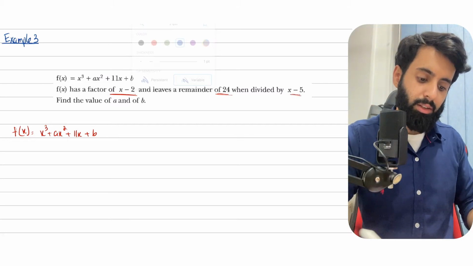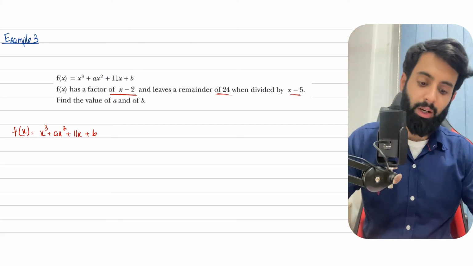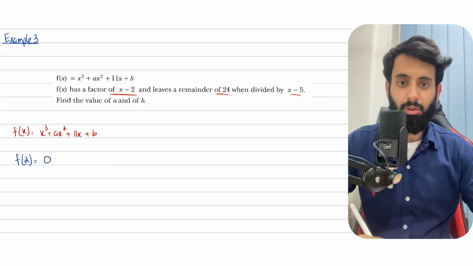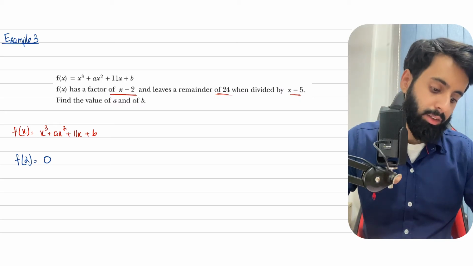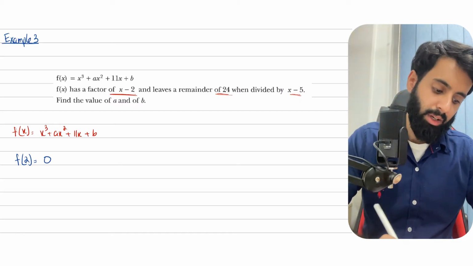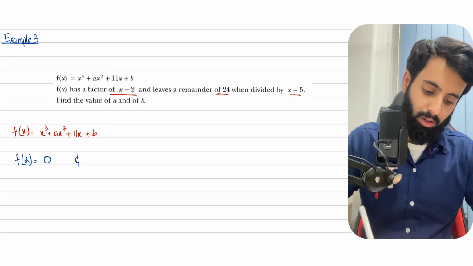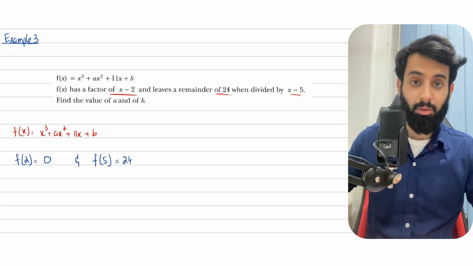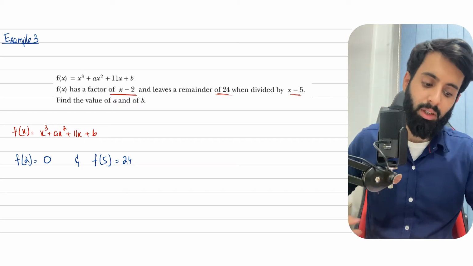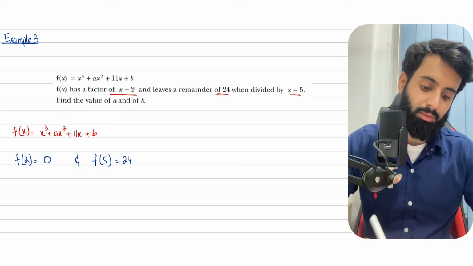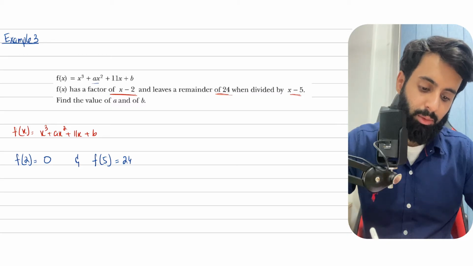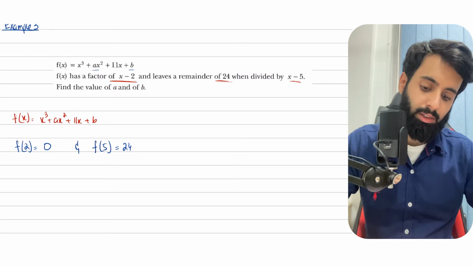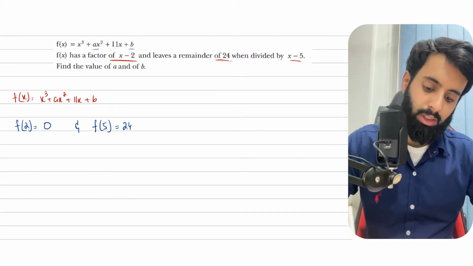Now, if it has a factor of x minus 2, what does that mean? That means when I plug in 2, since 2 is a factor, the remainder should be equal to 0. That's what we learned earlier. And leaves a remainder of 24 when divided by x minus 5. So that means when I plug in 5, I should get 24 according to the question. And why exactly do we need two equations? We need two equations because if you look at the question, you can see that we have two unknowns, and the only way to work out the value of the two unknowns is by having two equations. So let's do this one by one.